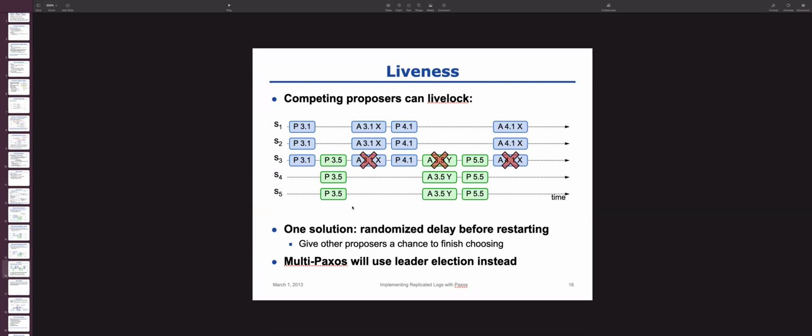So the solution they're suggesting is this, Lamport. For this prepare phase, instead, don't try immediately. Take a random time delay. Okay, so if you do that, then this scenario will not happen, right?